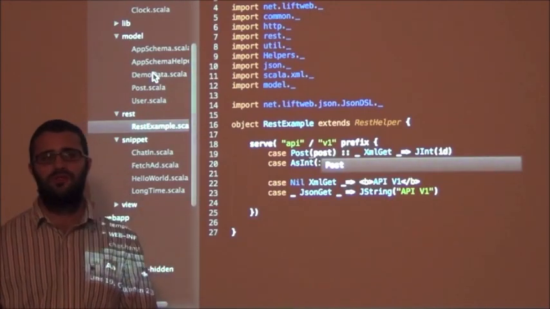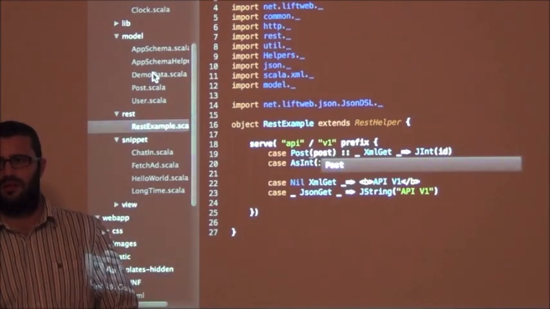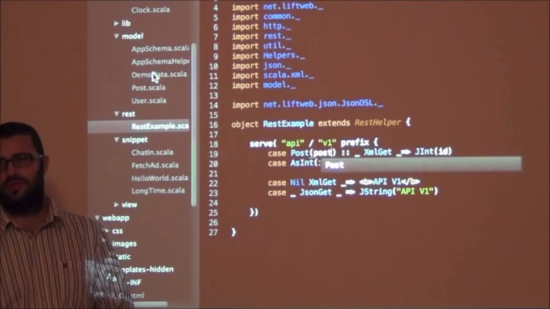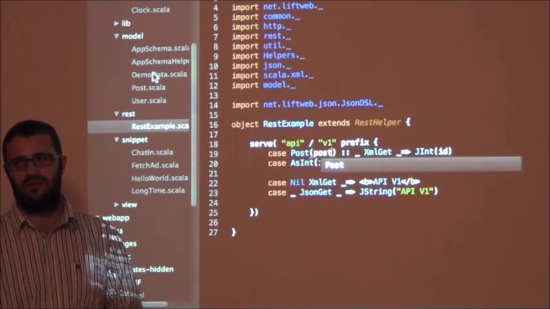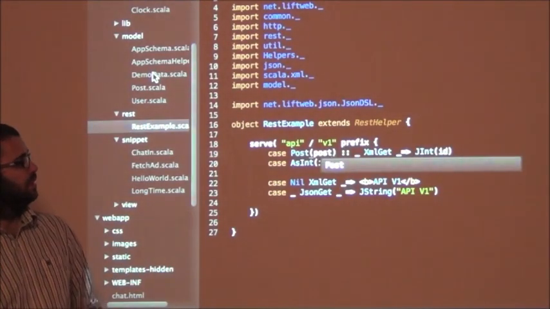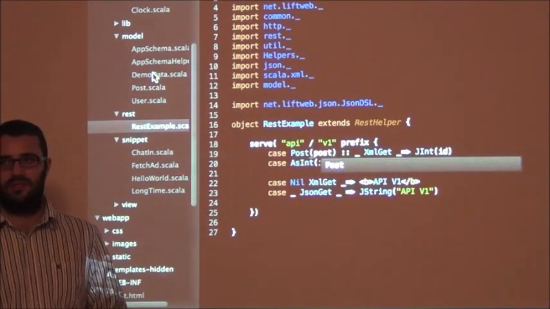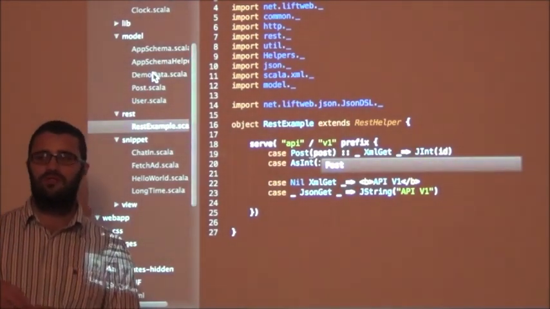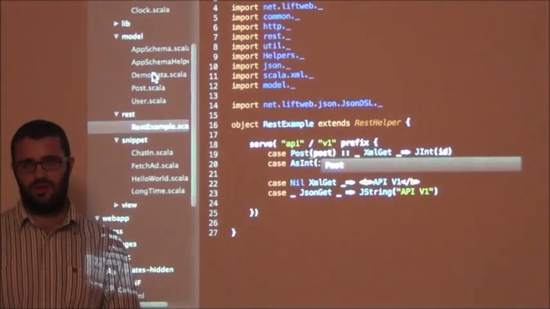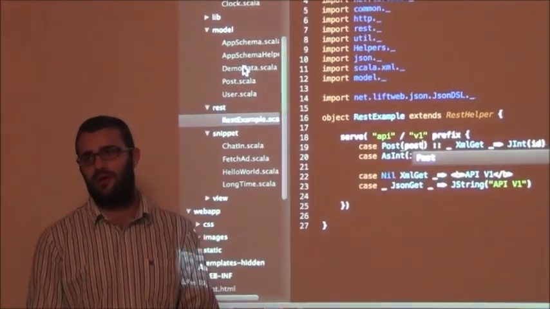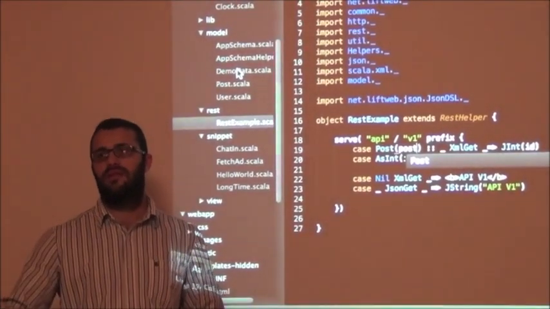Lift uses, what's the name, Jetty continuations, on containers that support them, I think Servlet 3.0 or whatever, I'm not good with that. But what these continuations do is, you get a request and you don't need too many threads. I don't know very well how it works, but it's like the request is in standby.